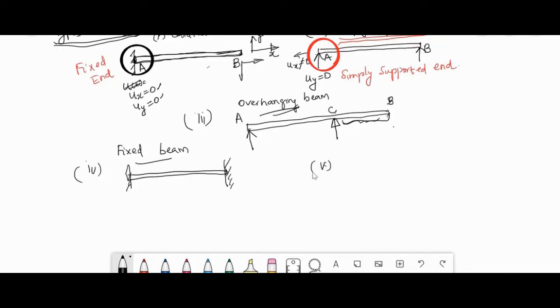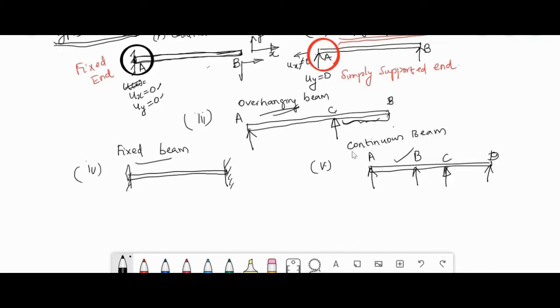And the other type, the fifth type, is a structural member like this. You have one support here, A, then another support here, B. If this C means this is an overhanging beam. Again there is some support here, C. Okay, and here there is a support, this is D. There are many supports for this structural member. So this type of beam is called a continuous beam.